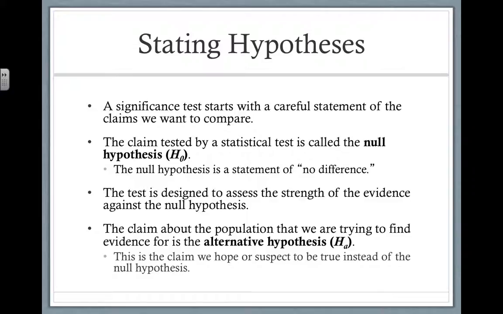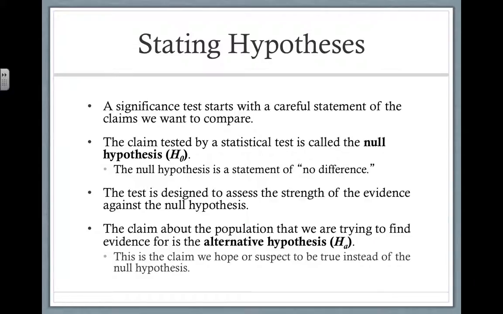So let's talk a little bit more about these claims that we're making. With this idea of 100% satisfaction, the company is claiming that there's 100% satisfaction. That's one part of it. That's your one hypothesis. Your other hypothesis is what we're saying, which is that we think it's going to be less than 100%. So those are the two claims. Those are our hypotheses. A significance test starts with a careful statement of the claims we want to compare.